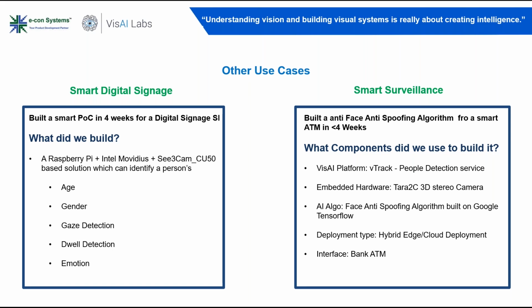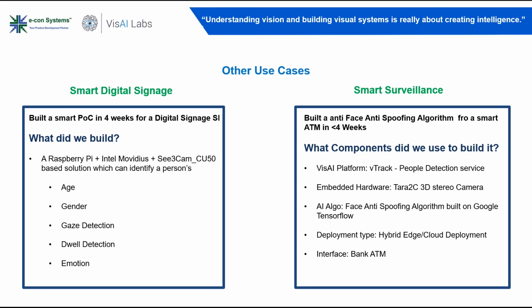So some of the other use cases which we built was a smart digital signage, where we helped incorporate AI into the digital signage within 4 weeks. So what did we do? We built together a Raspberry Pi plus an Intel Movidius and a C3CAM CU50 solution, which can identify a person's age, gender, gaze detection, while also calculating dwell detection and emotion.